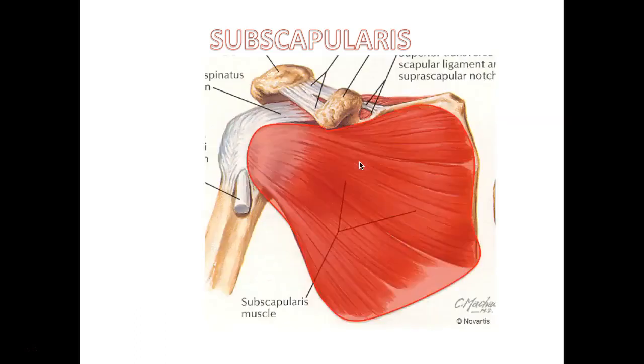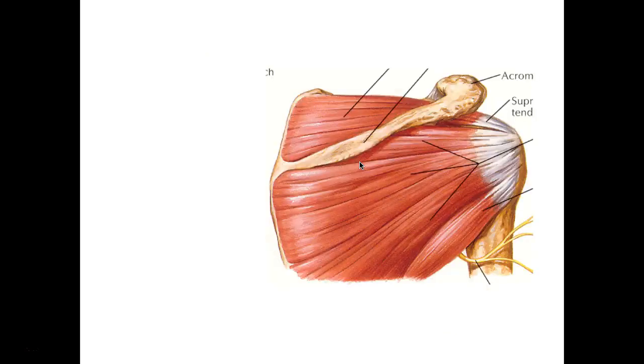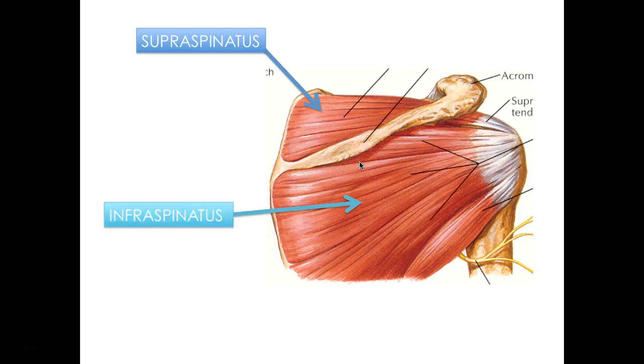And here's another view of that subscapularis muscle inserting into that lesser tubercle. What's this muscle here? If you said supraspinatus, you are correct. This one here? If you said infraspinatus, you are correct. This muscle here?